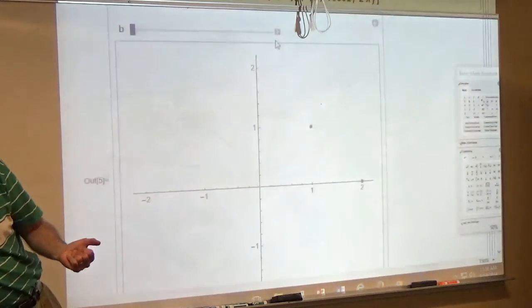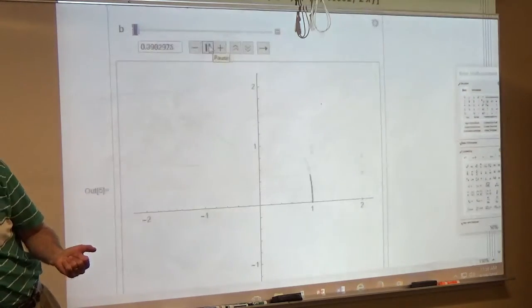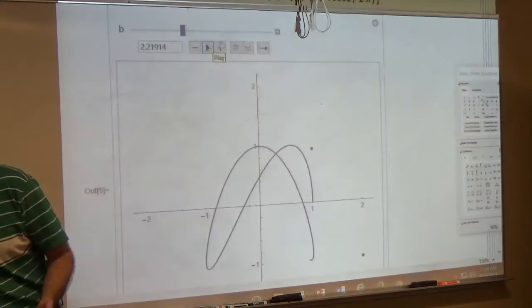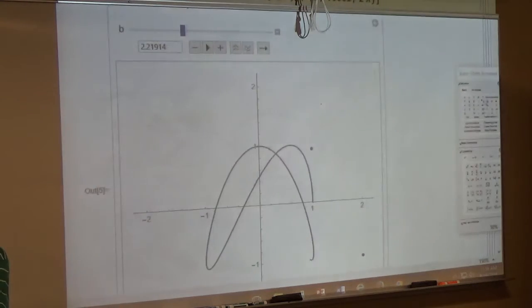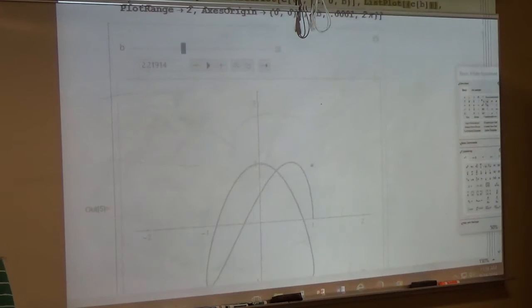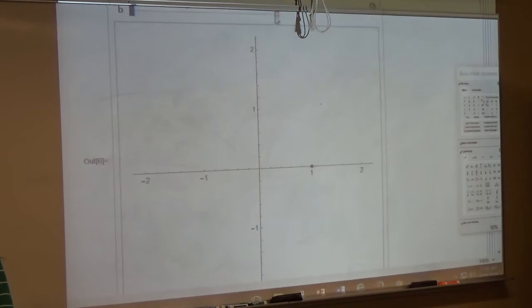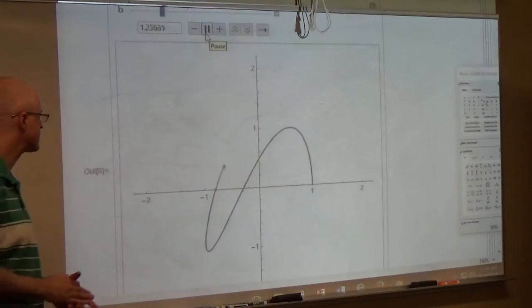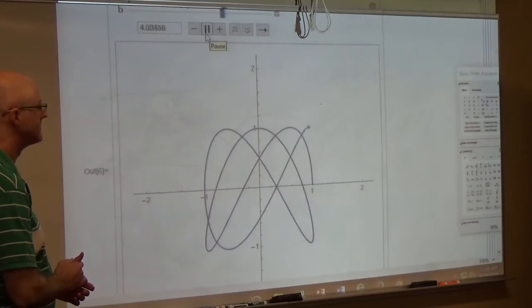Watch it here. Whoops, I made a mistake. I do that often with this one. I forgot extra curly braces around the C of b. There's the motion. Down on a circle.